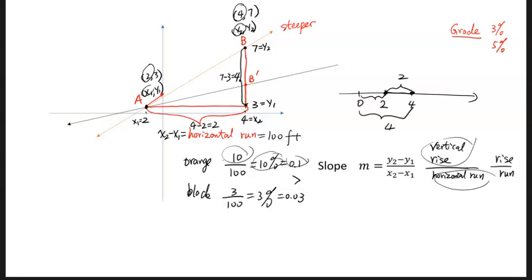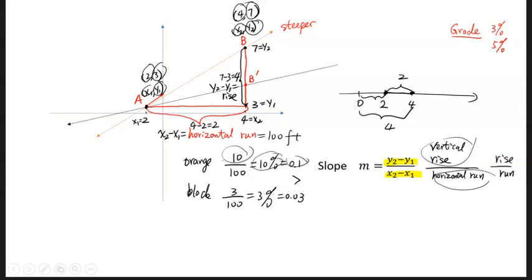Similarly, how do we get the vertical rise? Notice we did 7 minus 3. That's exactly y2 minus y1. So y2 minus y1 will give us the rise. Okay, so that's why the formula is y2 minus y1 divided by x2 minus x1.